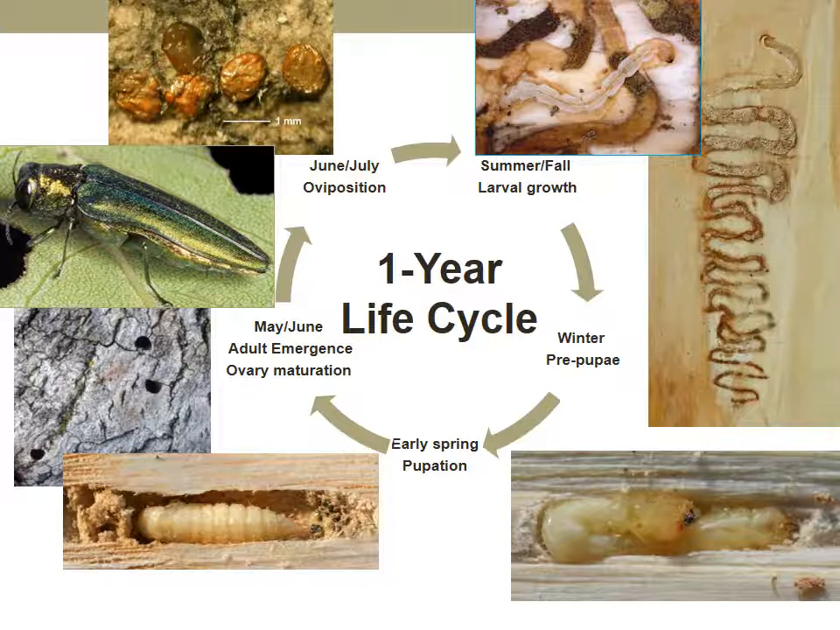The eggs hatch in 7 to 10 days, and the larvae burrow into the tree and tunnel under the inner bark, creating extensive S-shaped galleries or tunnels. The larvae then overwinter as pre-pupae. Pupation begins in late April or May, and then the adults emerge in late May or early June, starting the cycle all over again.